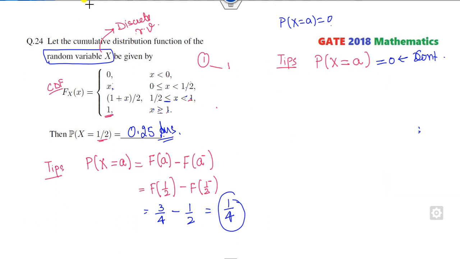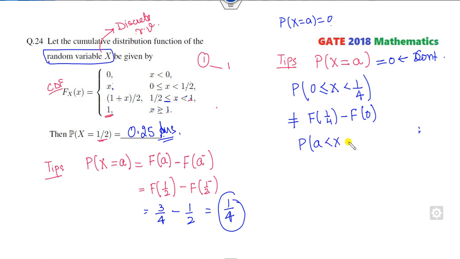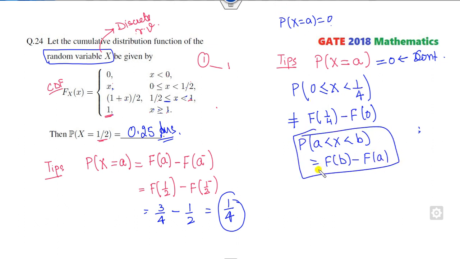Moreover, if this question is asked in this manner, what is the probability that x is less than 1 by 4, for example, then remember it is not equal to F of 1 by 4. Remember, it is not equal. Why? You may be using this equation for finding this one. But remember, this result is applicable only when x is a continuous random variable. But here this is not a continuous random variable, so you can never write this in terms of F. Then how can you write that?